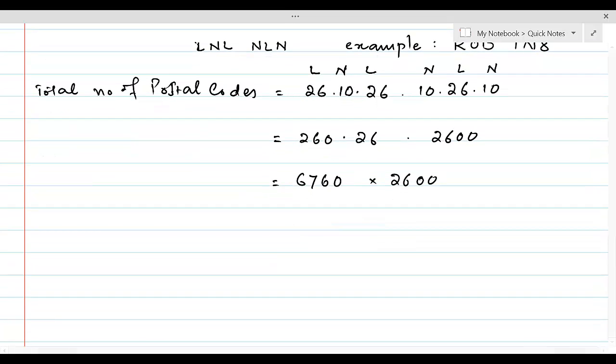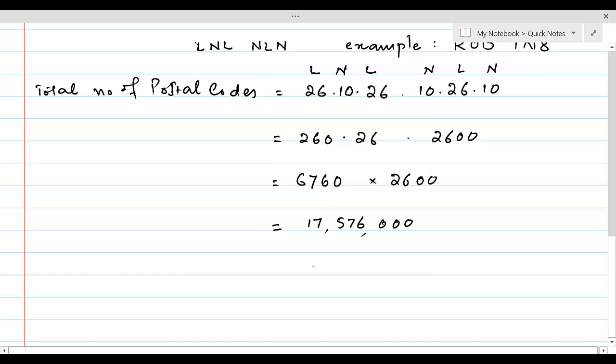2600, and upon multiplication, how many possible postal codes are there? There are 17,576,000 Canadian postal codes if we follow this number.